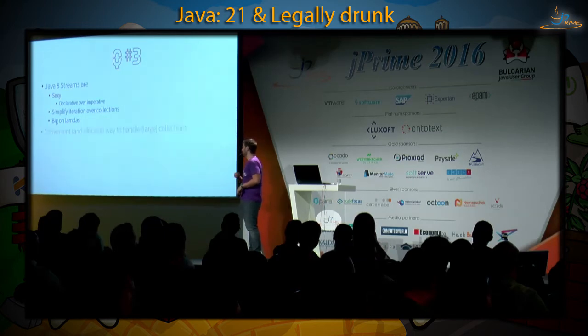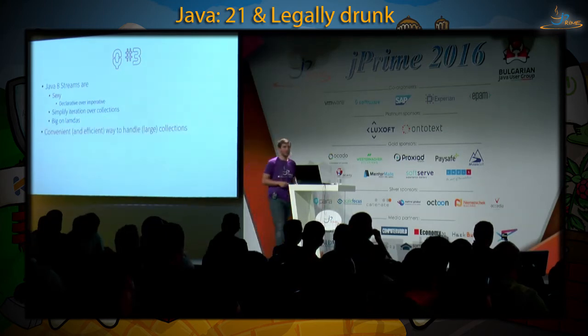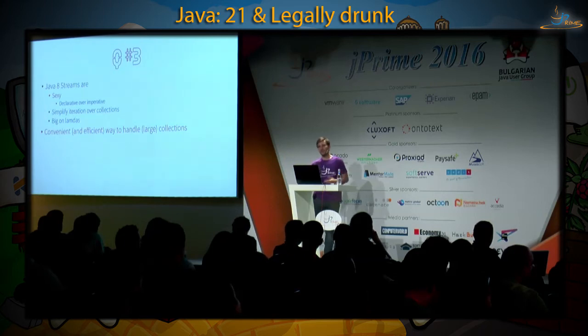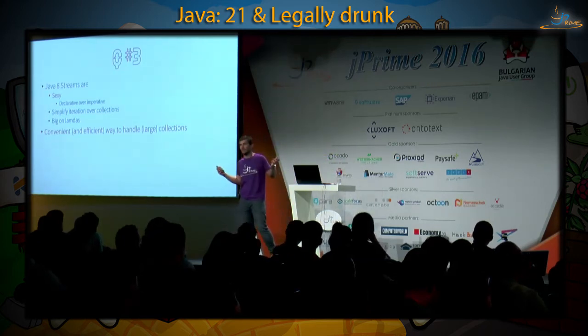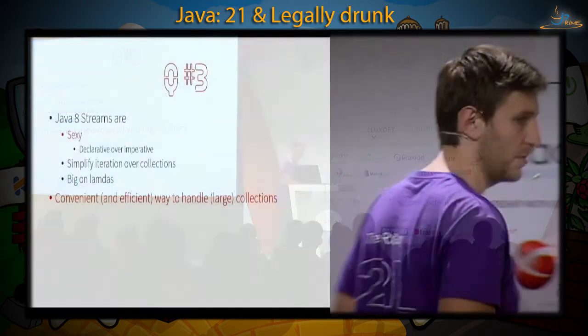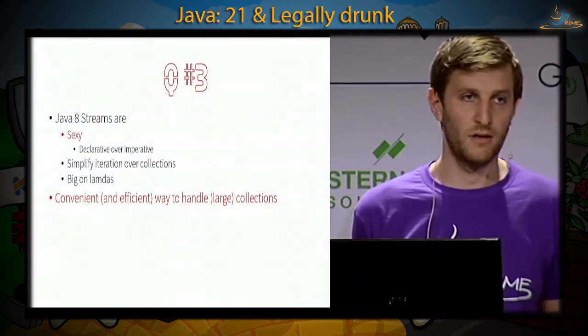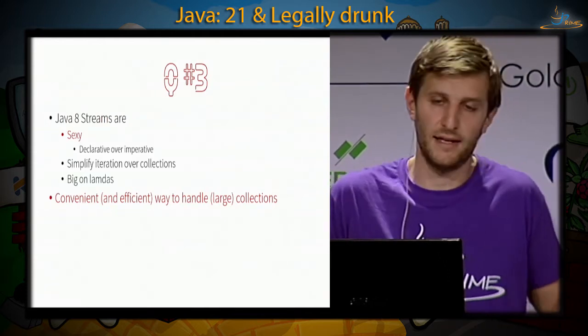I mean, in the end, Java 8 streams are just a convenient and efficient way to handle collections and nothing more. I'm sorry to burst your bubble, but this is it. Java 8 streams are just iterators over collections, very, very good ones, but just that.